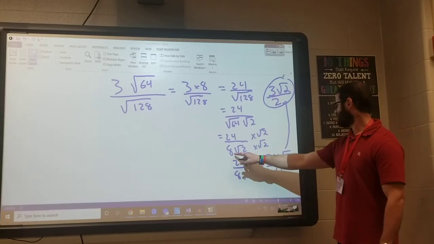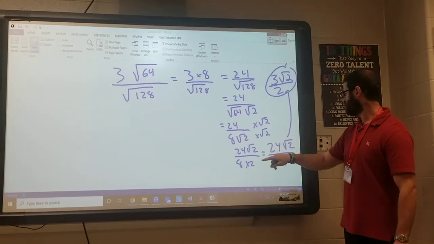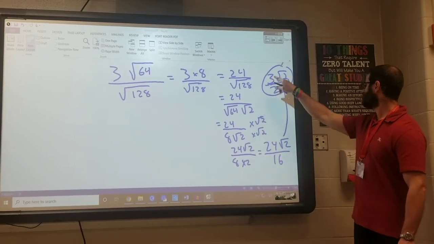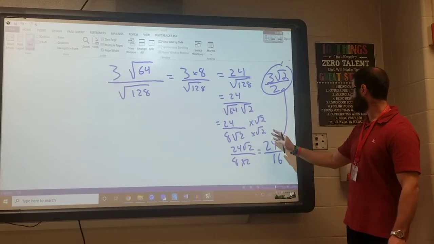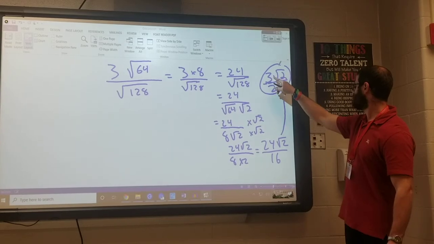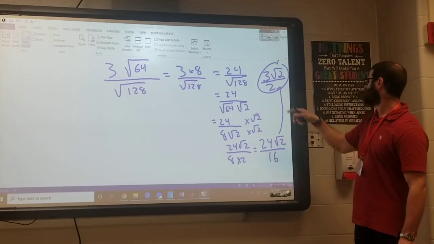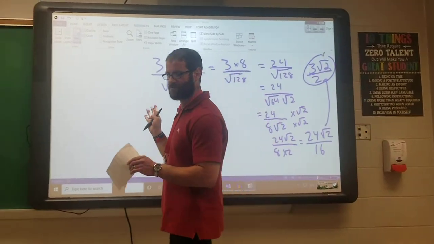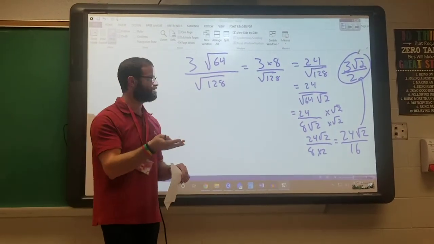Okay? So again, on the bottom here we have square root of 2 times square root of 2, which was just 2. Okay, then I took 8 times 2, which was 16. 24 over 16 is a fraction that can be simplified, so 3 over 2, so 3 square root of 2 over 2 would be your final answer. Remember, you do not want fractions or radicals or square roots in the denominator.